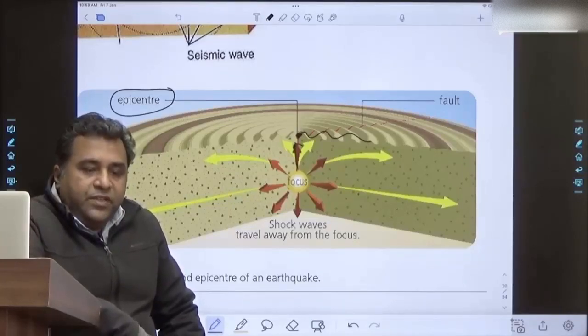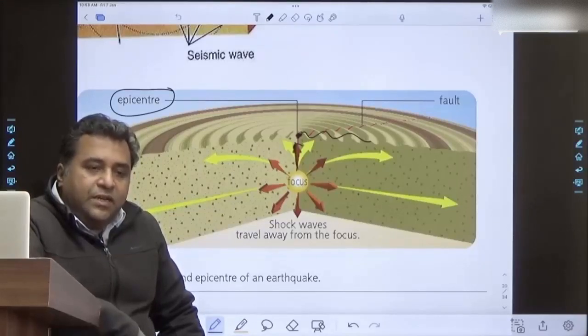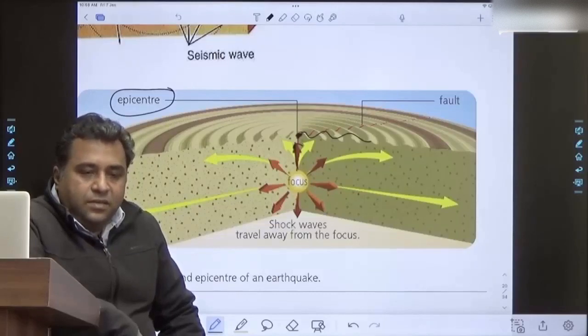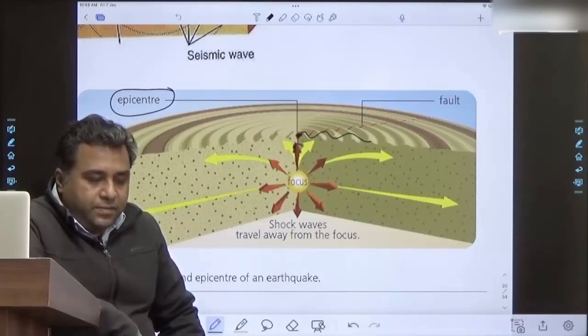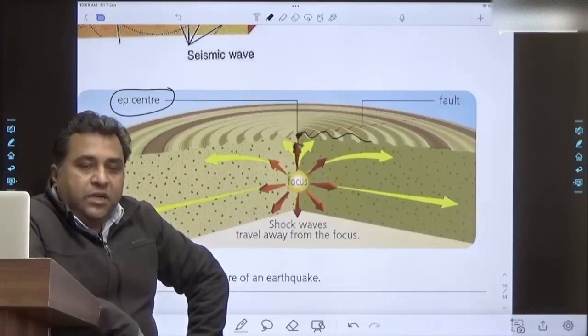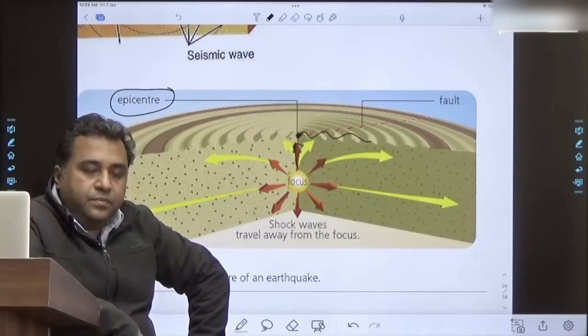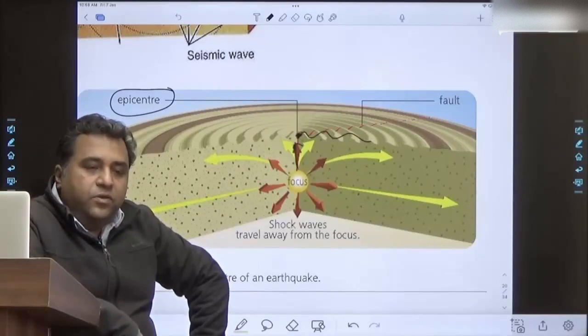Next line. When this energy becomes too much, it gets suddenly released in the form of seismic waves. S-E-I-S-M-I-C, seismic waves.